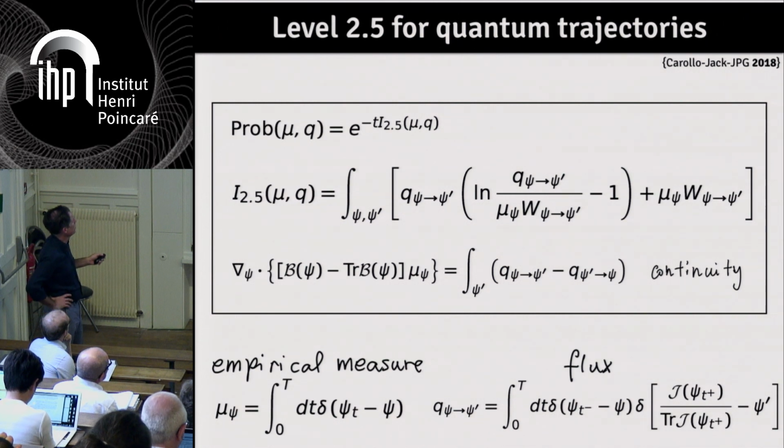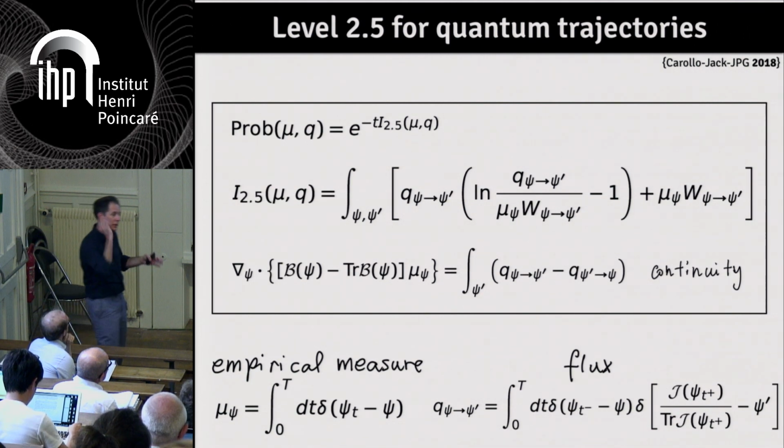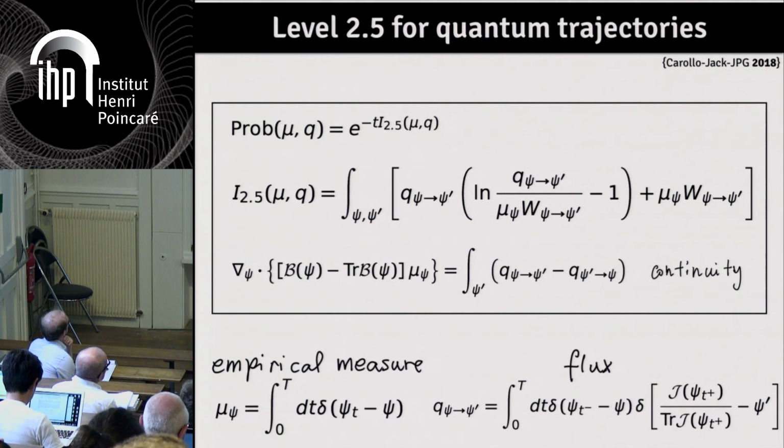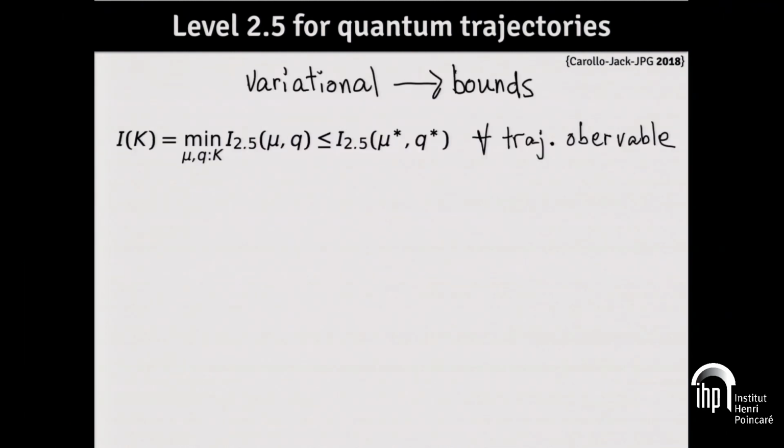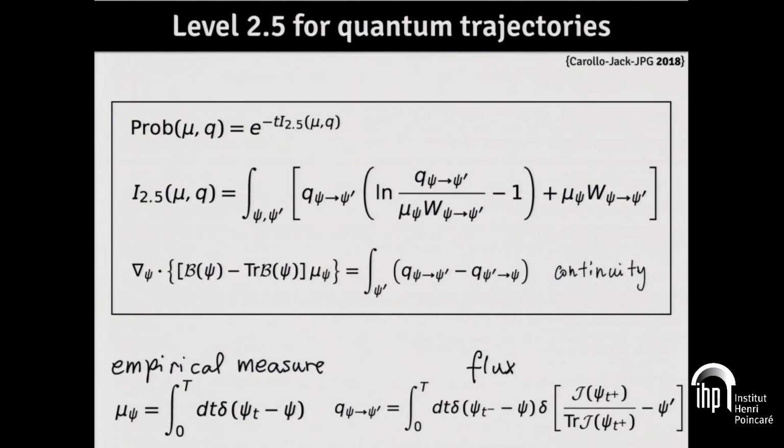The continuity equation says that the divergence of the flux, how much goes into a state and goes out from a state, the difference of that has to be compensated by changes in the empirical. This is a continuity equation for probability, or for the state, in the space of states. So this is level 2.5, and this is the answer. You say, so what? I think it's pretty interesting how all these classical ideas can be translated to the quantum. But it's not just interesting, it's useful, for two reasons.